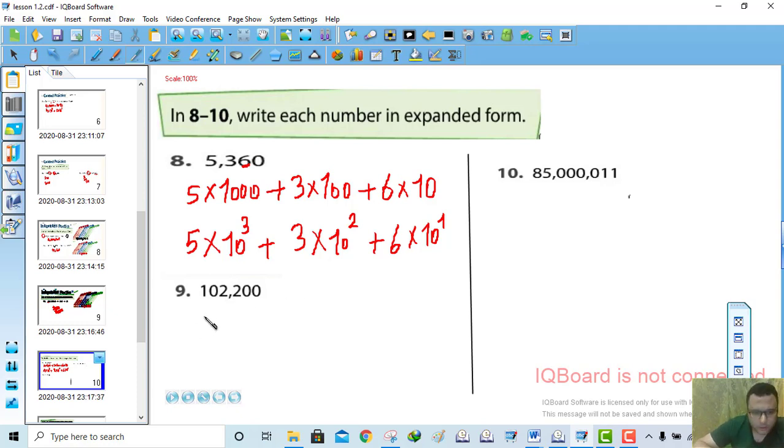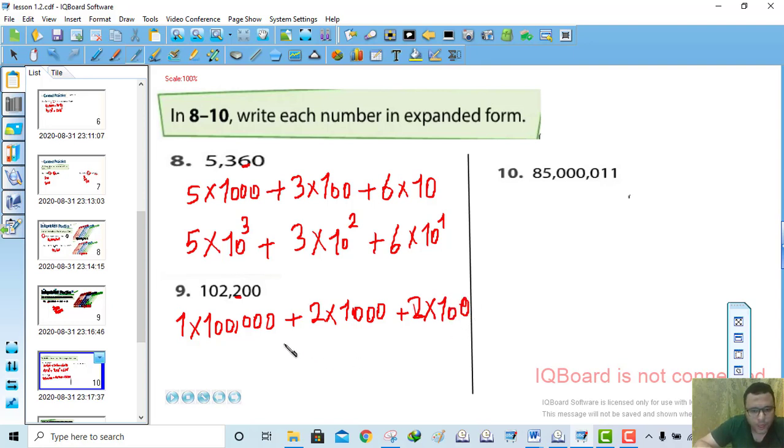Question number 9, we have here 102 thousandths and 200. As you see, here we have ones, tens, hundreds, thousands, 10,000, 100,000. So this one in the 100,000 place, plus 2 in the 1,000 place, times 1,000, plus the other 2 in the hundreds place, this 2, so times 100.